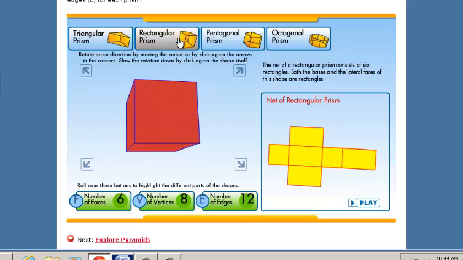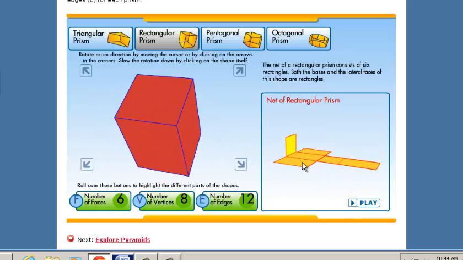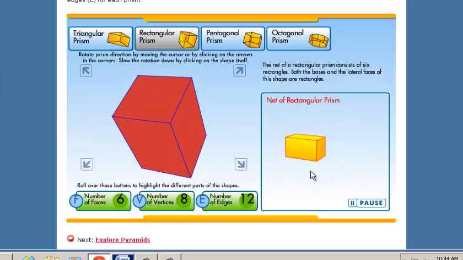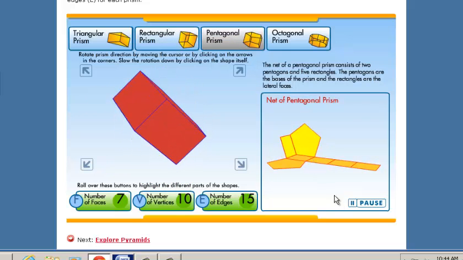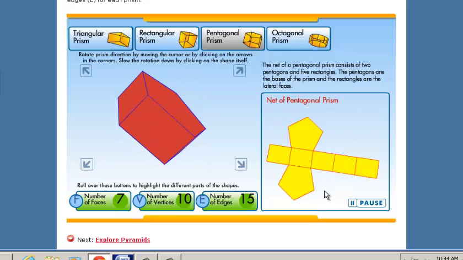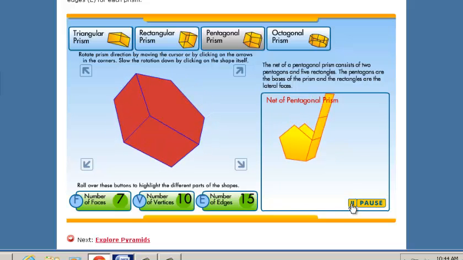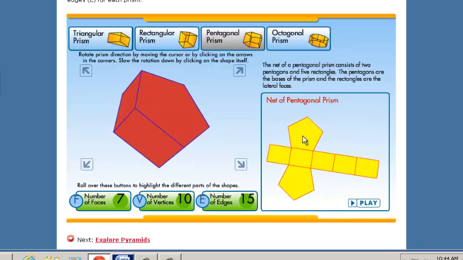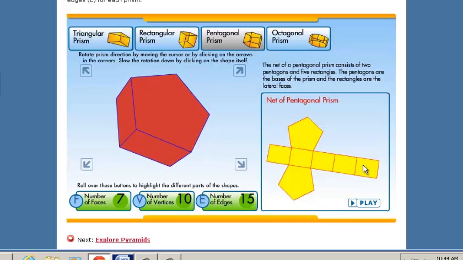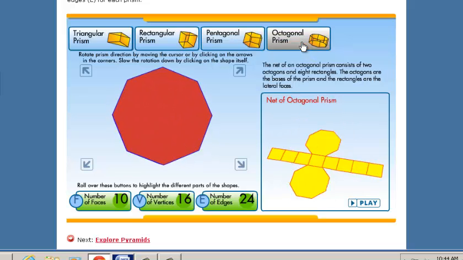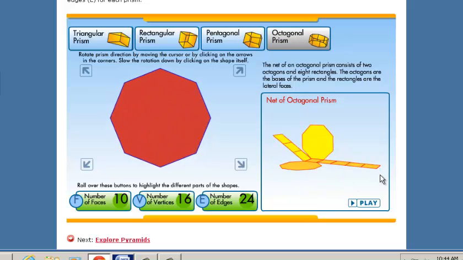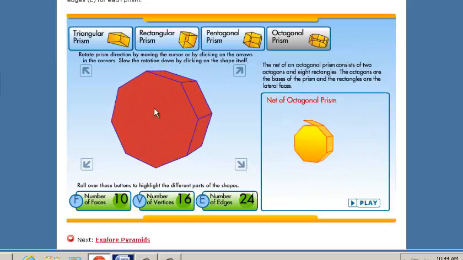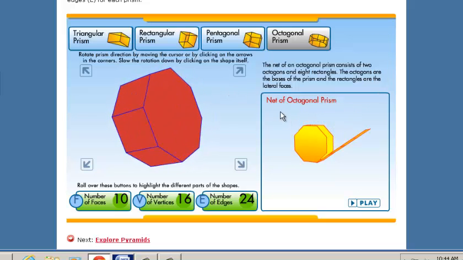If you take a look at the rectangular prism, again, how do you unfold it or fold it up? This is called a net again. The two bases are rectangles and the rest are parallelograms. In a pentagonal prism, the two bases are pentagons, and then the other faces are parallelograms. Let's take a quick look at the octagonal prism, and that is its net. I want you to go ahead, play around on this website and look at the nets.